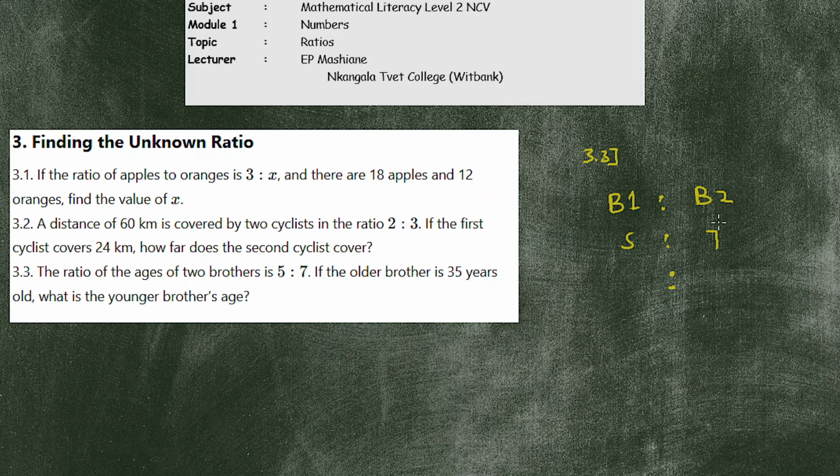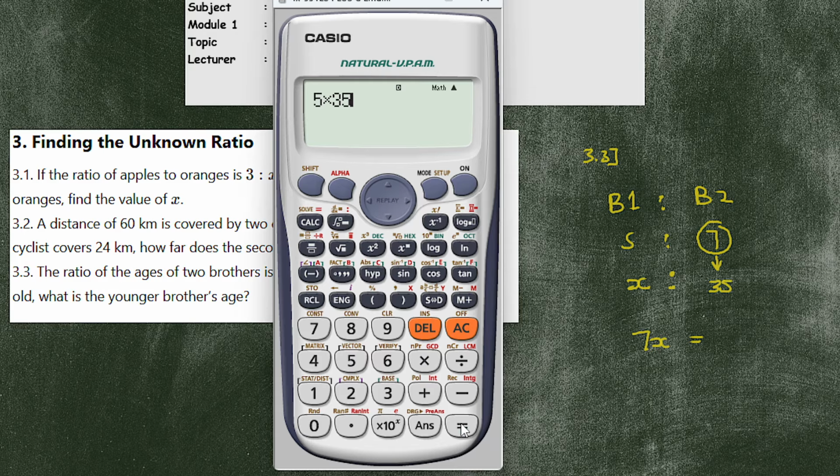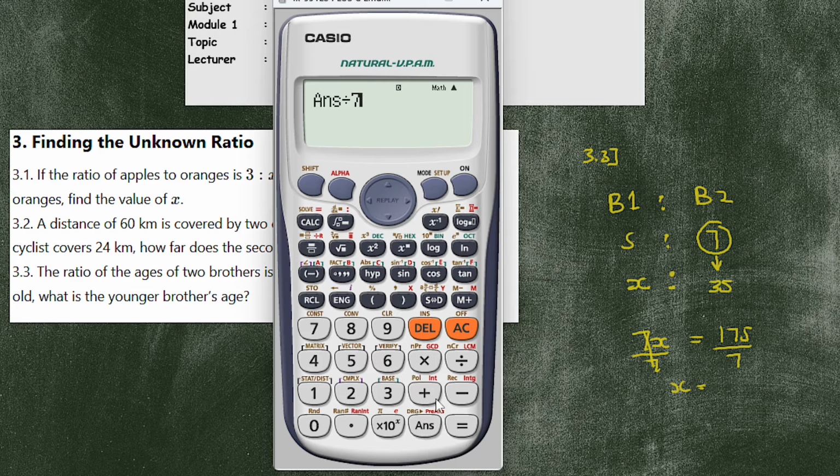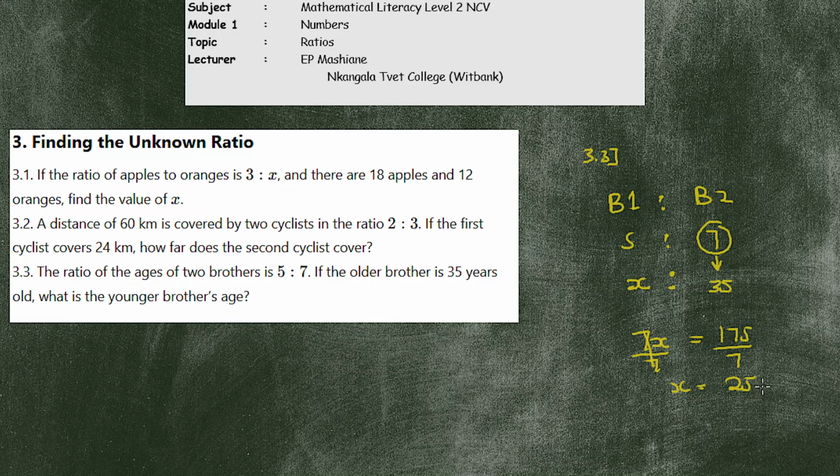So the oldest one surely should have the highest ratio, right? So he's 35. How old is the younger brother? We're gonna place an X, we cross multiply. I'm getting a 7X, then we take 5 and multiply 35 with it. I'm gonna have a 175, divide by 7, X is equal to 25. So the younger brother is 25 years of age.